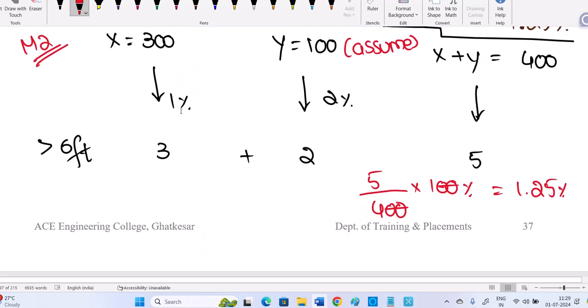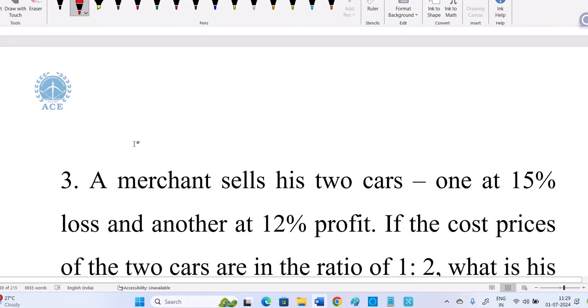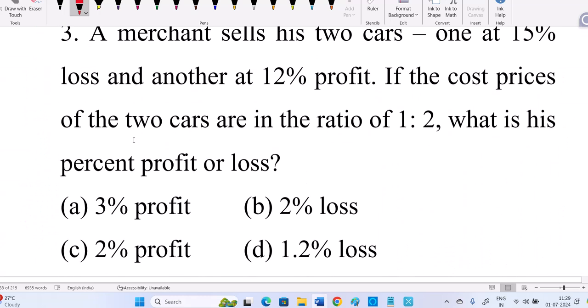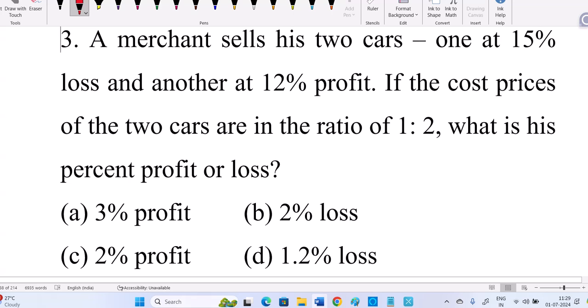Now let us see a question given in one of your placements. Which concept is this actually? Profit and loss. A merchant sells his two cars, one at 15% loss and another one at 12% profit. If the cost prices of the two cars are in the ratio 1:2, what is his percentage profit or loss?